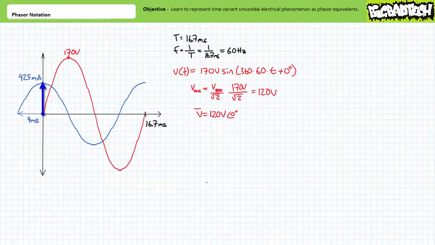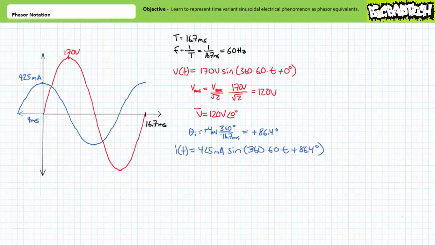Current appears to have a peak value of 425 milliamperes. It also appears to have a period of 16.7 milliseconds. However, it seems to be shifted 4 milliseconds in advance of voltage. Despite the phase shift, current still has a period of 16.7 milliseconds and therefore has the same frequency of 60 Hz. Given 4 milliseconds inside a 16.7 millisecond period represents approximately 24% of this period, this represents a positive phase shift of 24% of 360 degrees, or approximately positive 86.4 degrees.